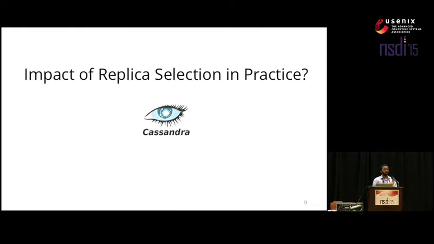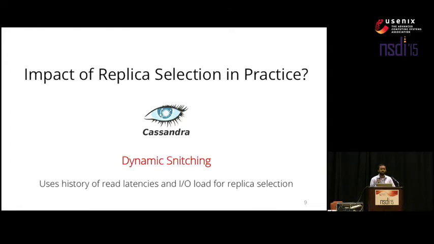But how bad of a problem is this really in practice? To get a feel of that, we decided to focus on the Cassandra distributed database, which is a wide column data store designed for low latency reads and writes. And most importantly, Cassandra comes with an implementation of a replica selection scheme called dynamic snitching, wherein servers in a Cassandra cluster will route requests to replicas which exhibit a better history of read latencies as well as lower I/O loads, with the hope of, again, reducing response times.